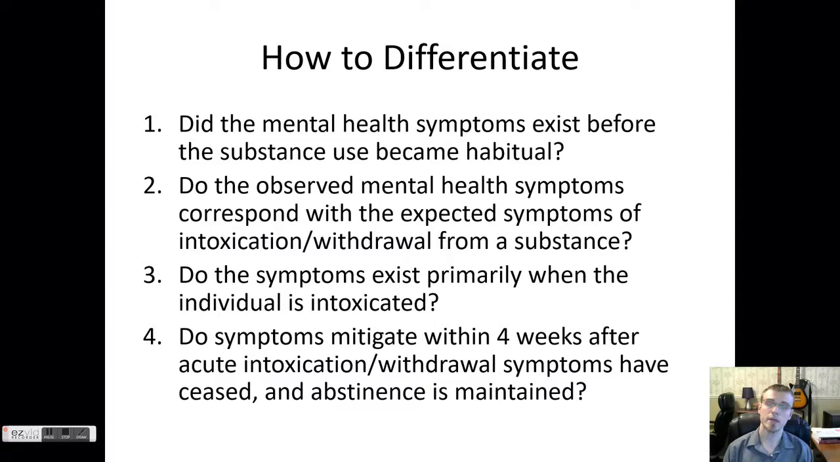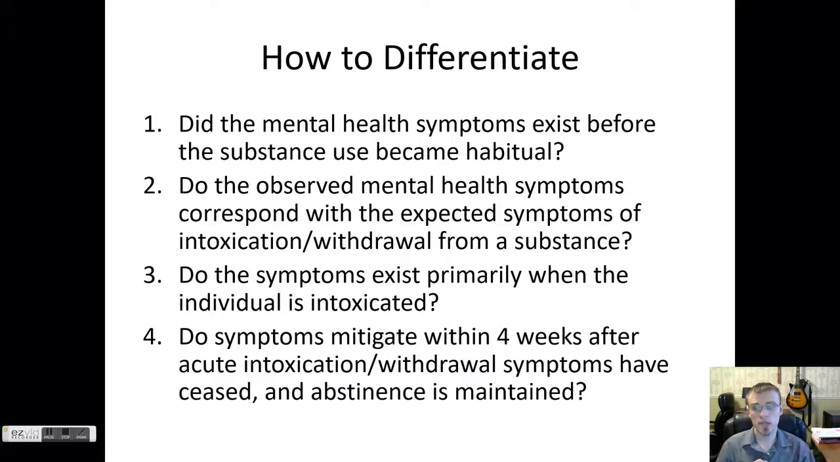Finally, do the symptoms mitigate? Do they lessen within 4 weeks after acute intoxication or withdrawal symptoms have ceased and abstinence is maintained, right? So if someone's quit using, this is probably one of the biggest ones, and they mentioned the 4-week thing in the Shivani article, is that if somebody can go 4 weeks of abstinence, then that's generally a good sign. If they're still experiencing those mental health symptoms, that's another sign that this person may have a co-occurring independent mental health disorder, right?